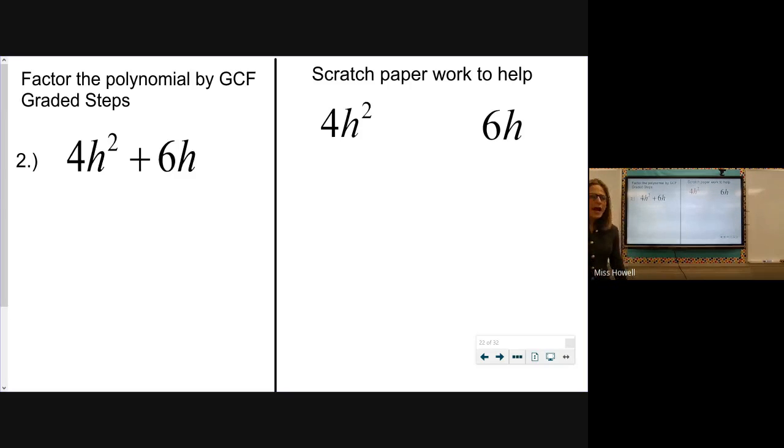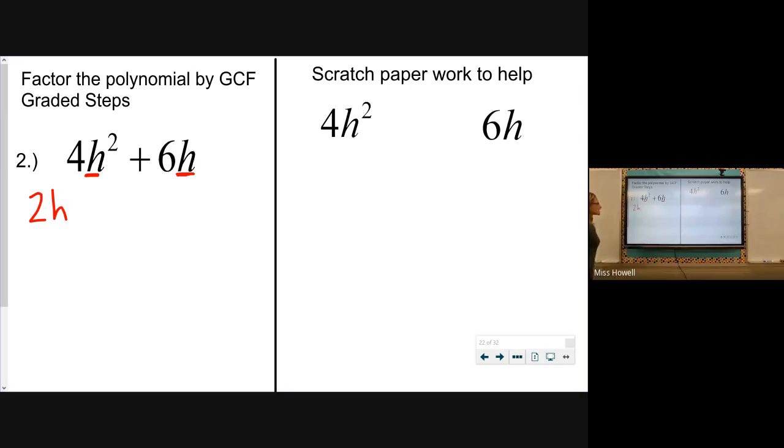If you need your scratch, use it. Maybe this is one we can do without our scratch. All right, 4h squared and 6h. The highest number that goes into both 4 and 6 is a 2. And then this has 2 h's. This one has 1. So both terms have at least 1 h, so we can pull that out.